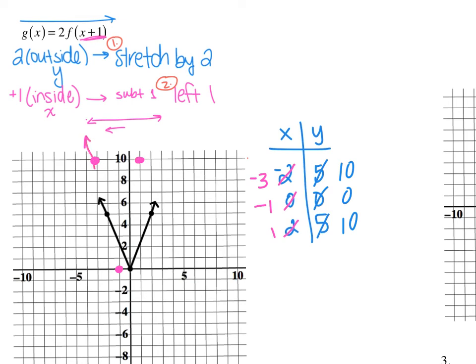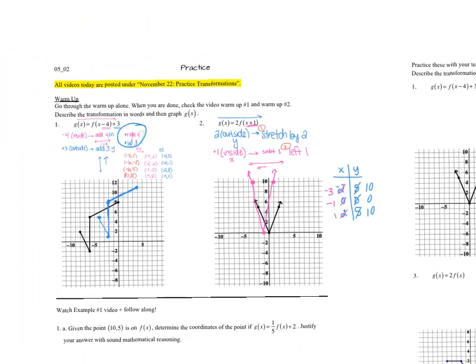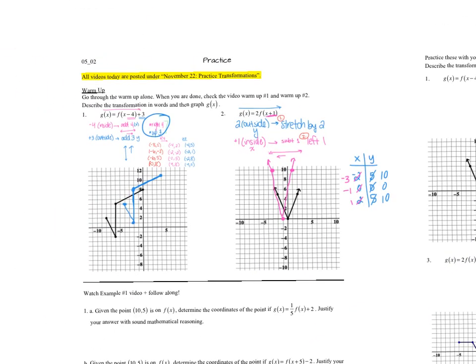I'm going to do my best to connect it on the iPad. I'm not in Notability, so it doesn't let me draw those straight lines that I love so much. And there we go. There's your warm-up for today. And again, this is what I'm looking for when you describe in words, and then graphing.